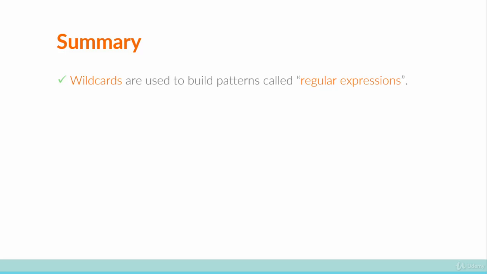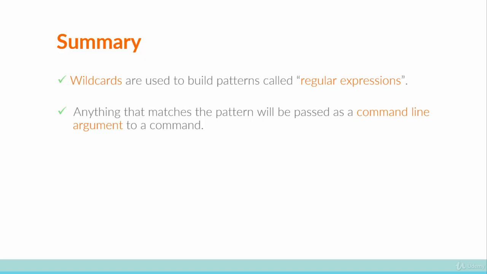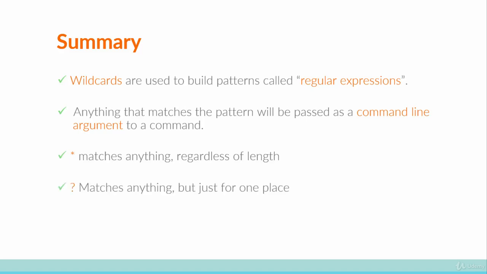First, you learned about the concept of regular expressions, and regular expressions are basically patterns that a piece of text needs to match. Okay, and anything that matches that pattern will be passed as a command line argument to the command. Now, the star wildcard matches anything, regardless of length. The question mark matches anything, but just for one place. And the square brackets match just one place, but allow you to specify options that will actually be matched.